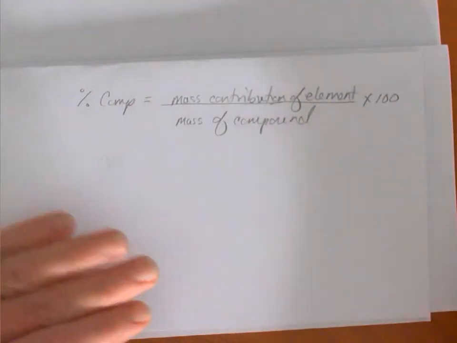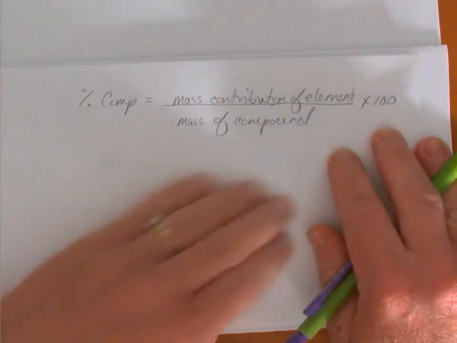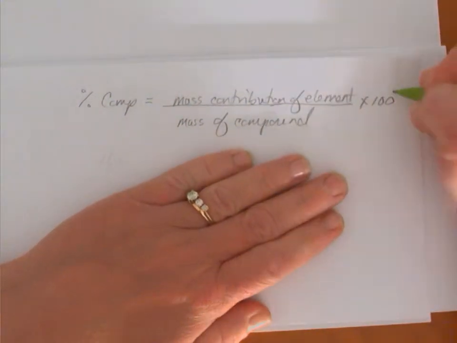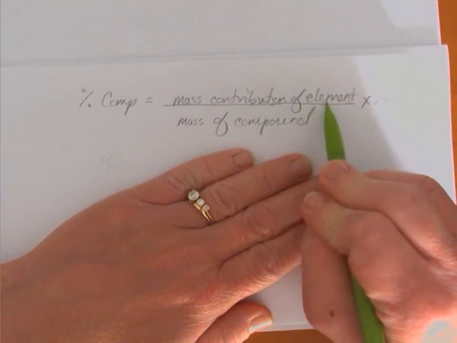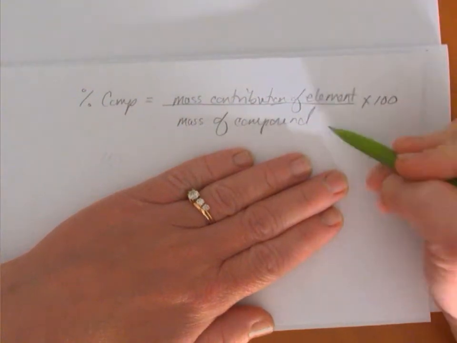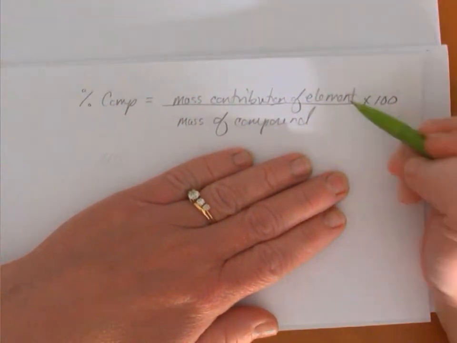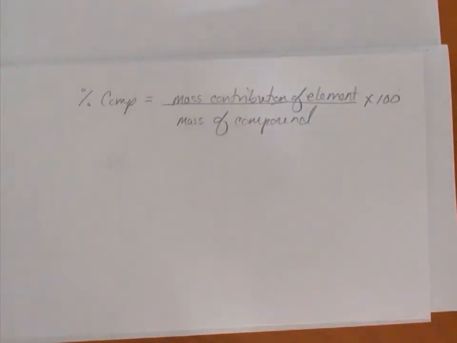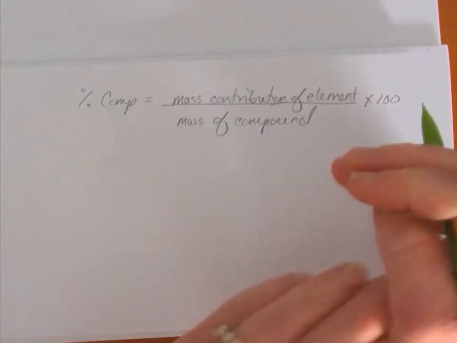Percent composition is a mass ratio unless otherwise told. So if you are asked to find the mass percentage of composition of a compound, it will be the mass contribution of the element, usually in grams, divided by the formula mass of the compound, usually in grams. You could have both be in kilograms, both be in milligrams. You are multiplying by 100 to convert it into a percentage.